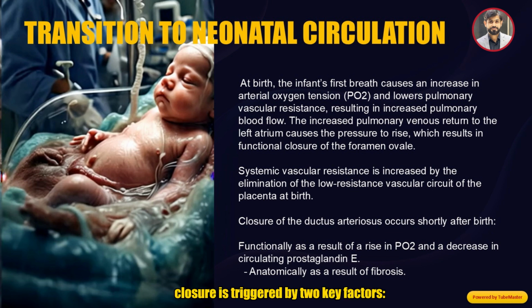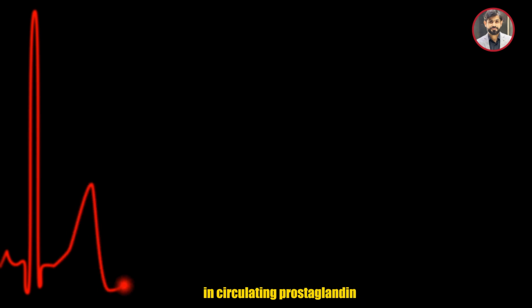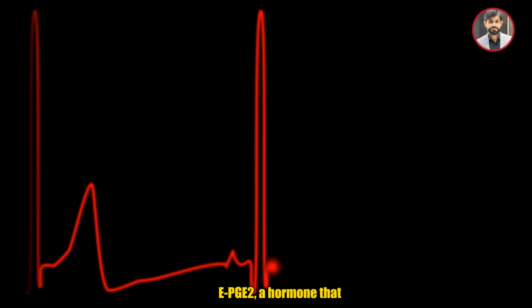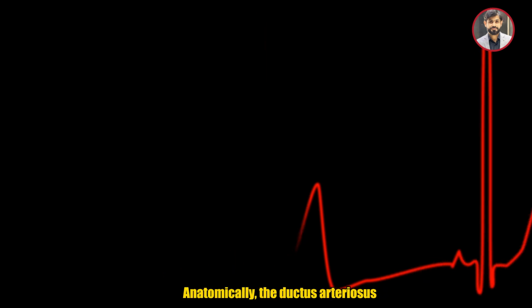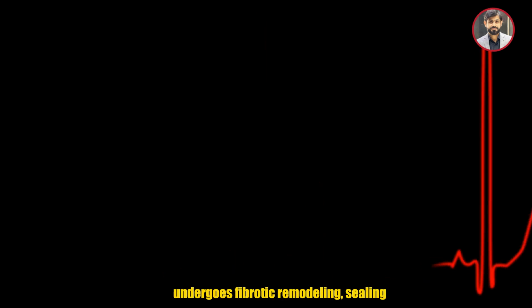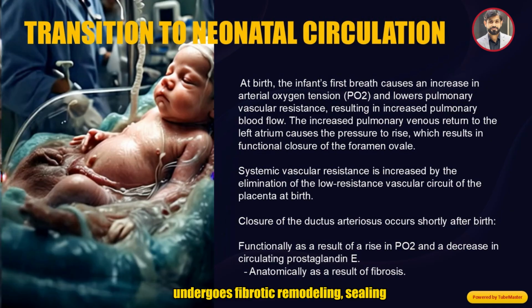Functionally, this closure is triggered by two key factors: a rise in oxygen tension and a decrease in circulating prostaglandin E, PGE2, a hormone that maintains ductal patency in the fetus. Anatomically, the ductus arteriosus undergoes fibrotic remodeling, sealing off permanently and forming the ligamentum arteriosum. Together, these physiological changes complete the transition from placental to pulmonary gas exchange, establishing the fully functional neonatal circulatory system, which now operates independently from the maternal environment.